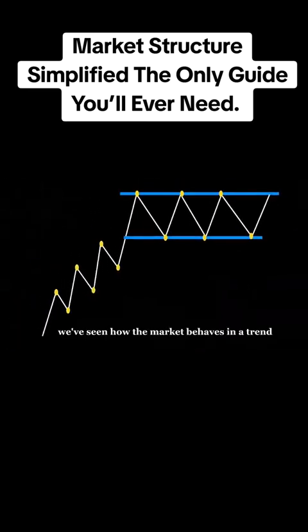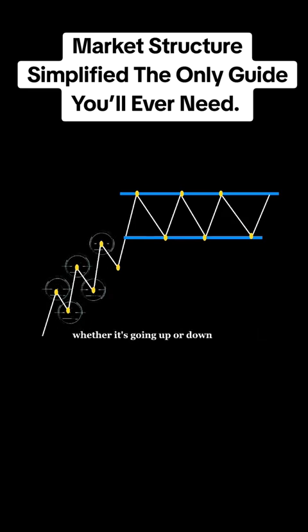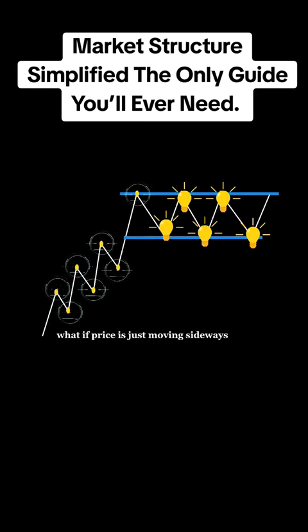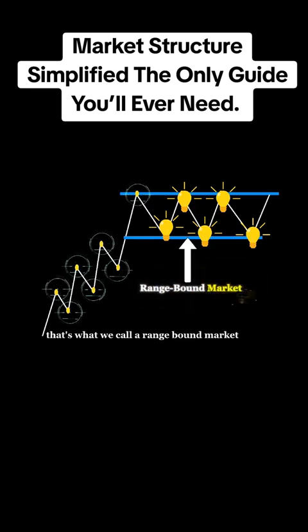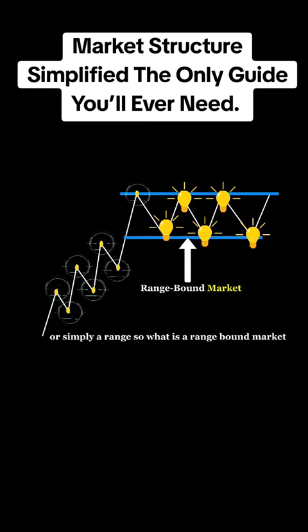We've seen how the market behaves in a trend, whether it's going up or down. But what if the market isn't trending at all? What if price is just moving sideways, stuck between two levels? That's what we call a range-bound market, or simply a range. So what is a range-bound market?